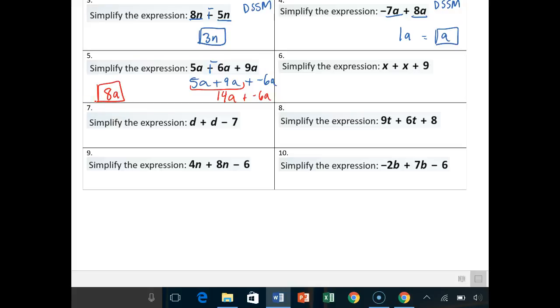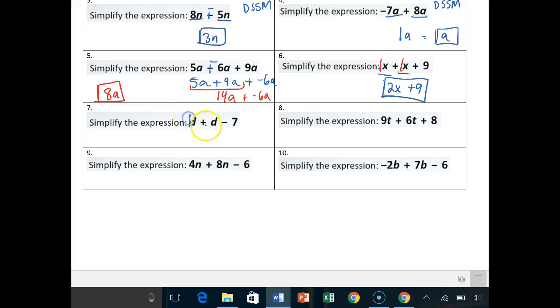Number 6, again, remember to put coefficients of 1 in front of variables by themselves. So I'm going to do 1x and 1x. That gives me 2x plus 9. 9 is a constant. It does not have a variable. This is your simplified expression. You cannot combine 2x and 9. One has a variable of x, the other one does not.